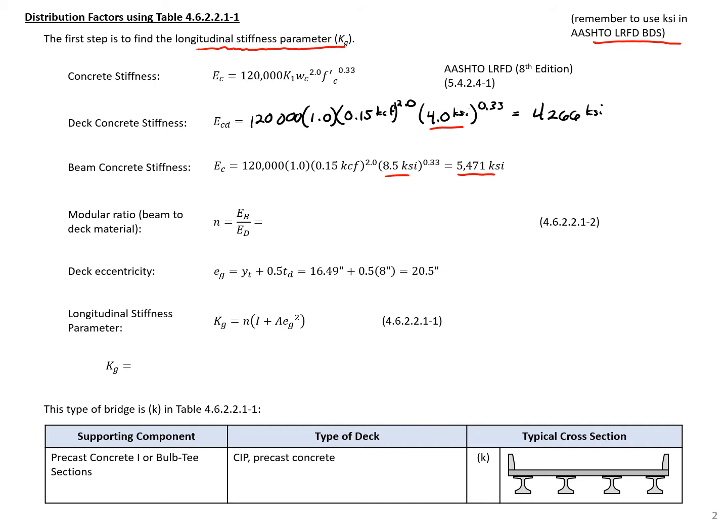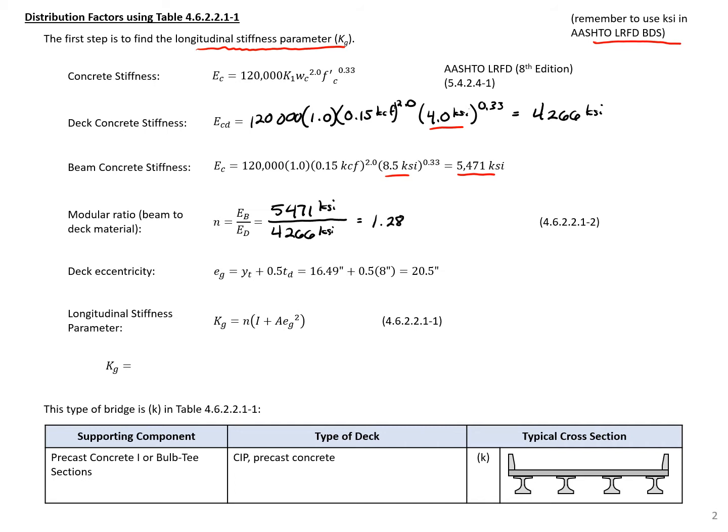Next, we can find our modular ratio. And our modular ratio here is the ratio of our beam concrete stiffness to our deck concrete stiffness. So we'll have 5,471 KSI divided by 4,266 KSI, which will give us a modular ratio of 1.28.